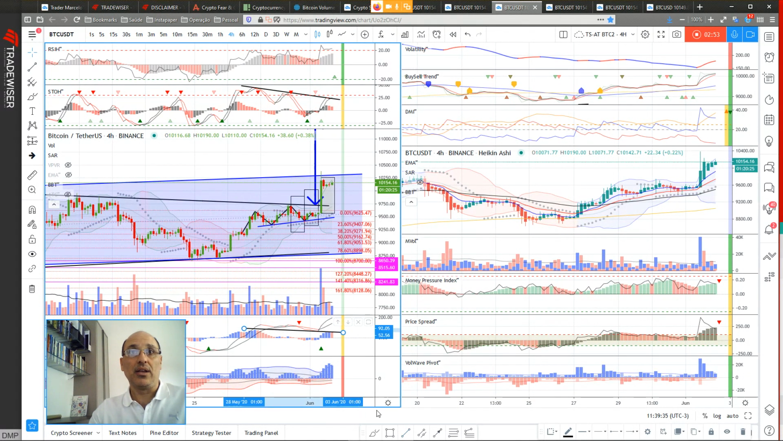All right, here we go. I want to show you one more thing on the fear and greed index.